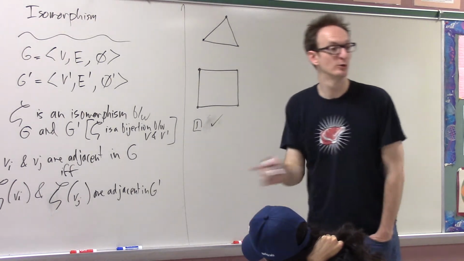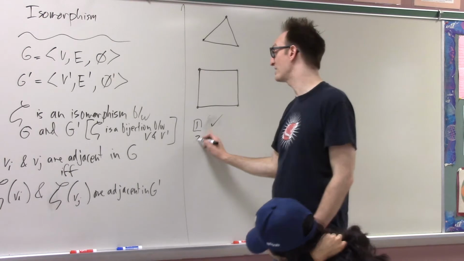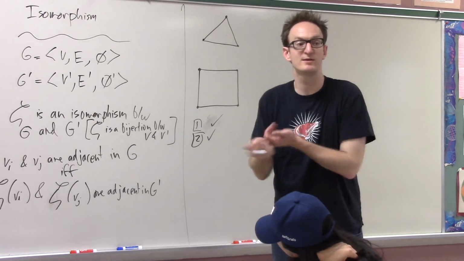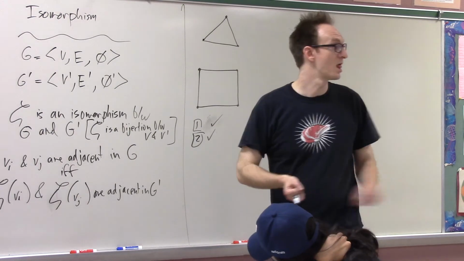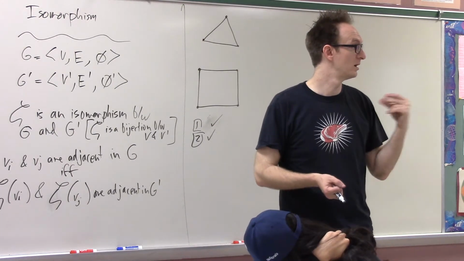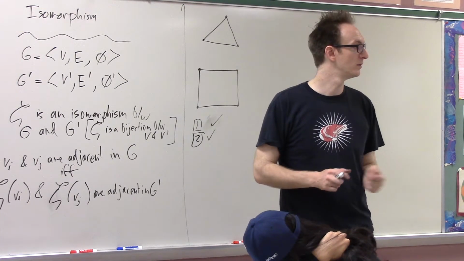Okay, check number two: are there the same number of edges? We could also check to see if there are different numbers of edges, then this is just not going to work at all. Yeah, well, that's the next check. Yeah, I know, that's what I'm jumping to.